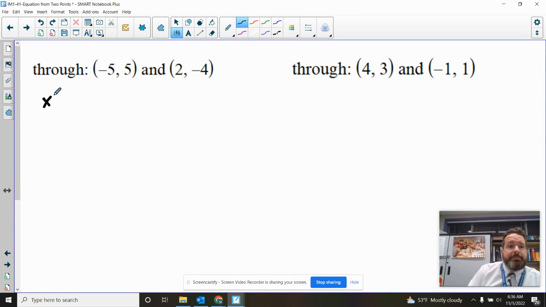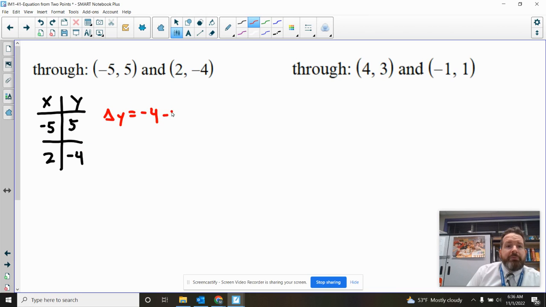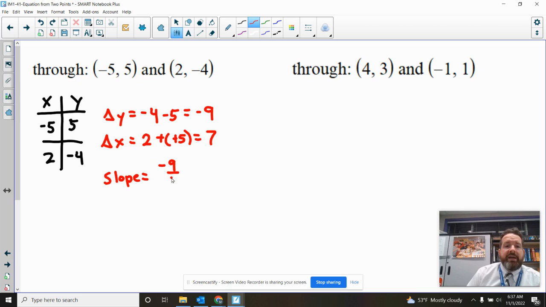So set up my table, x's and y's: -5, 5 for the first ordered pair and 2, -4 for the second. Now for the change in y, let's do bottom minus top, -4 minus 5. And then for the x's, bottom minus top, 2 minus -5, minus negative turns into plus positive. That's going to be a 7. So my overall slope, change in y over change in x, is -9/7.